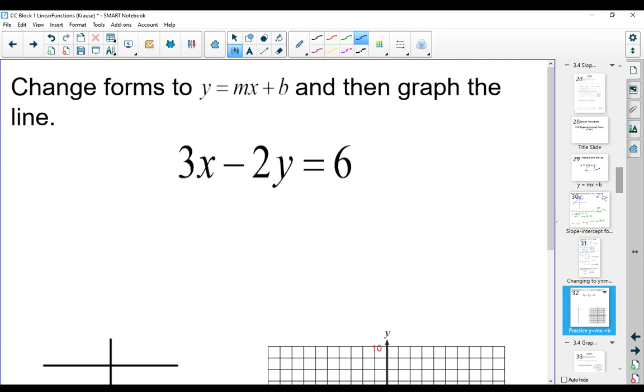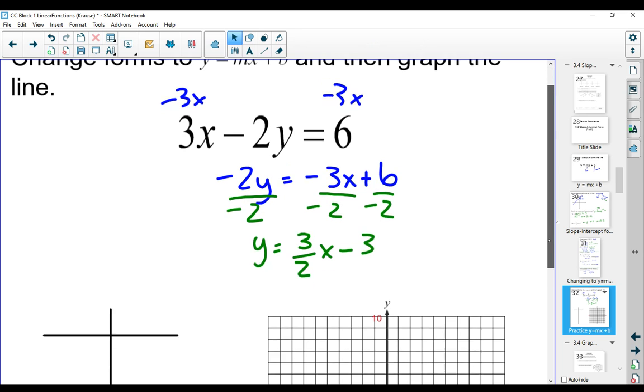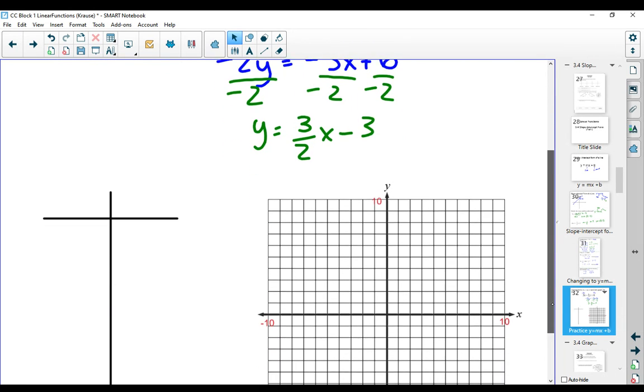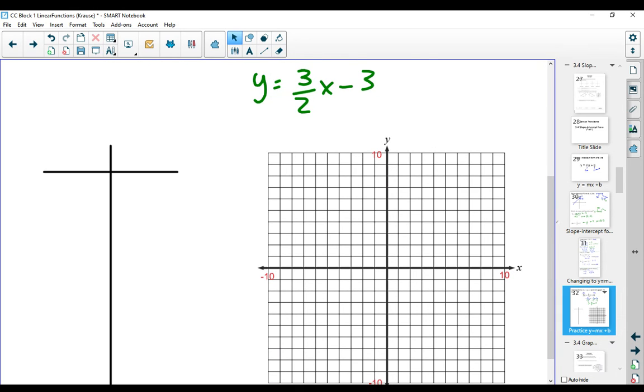We've got 3x minus 2y equals 6. The first thing I'm going to do is try to get my y's by themselves. In this case, I'm going to move my 3x. Again, there's more than one way to solve these. Negative 2y equals negative 3x plus 6. I'm going to remember to divide by a negative 2. And that leaves me with y equals positive 3 over 2, x minus 3. So using that information, I know that my slope is 3 over 2. I know that my y-intercept is negative 3.